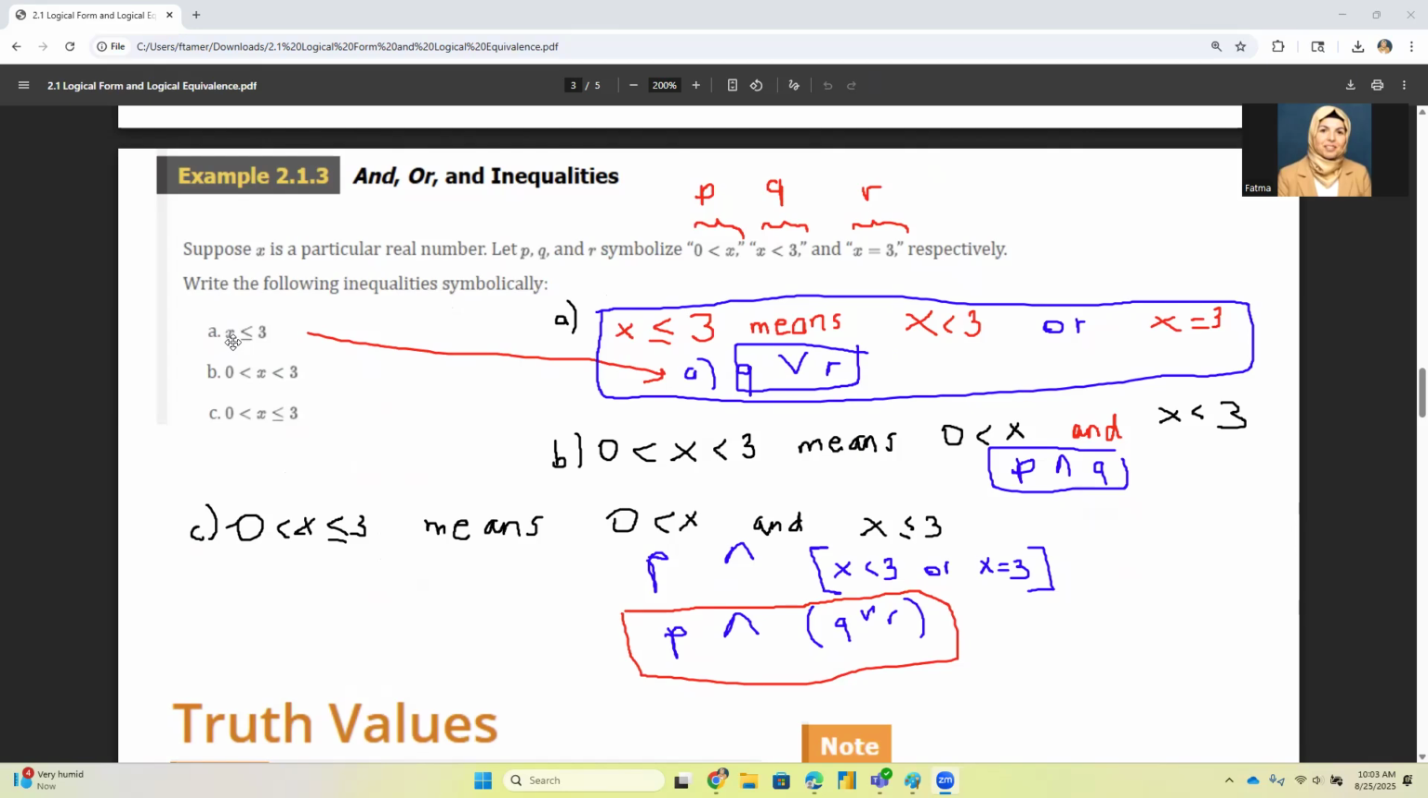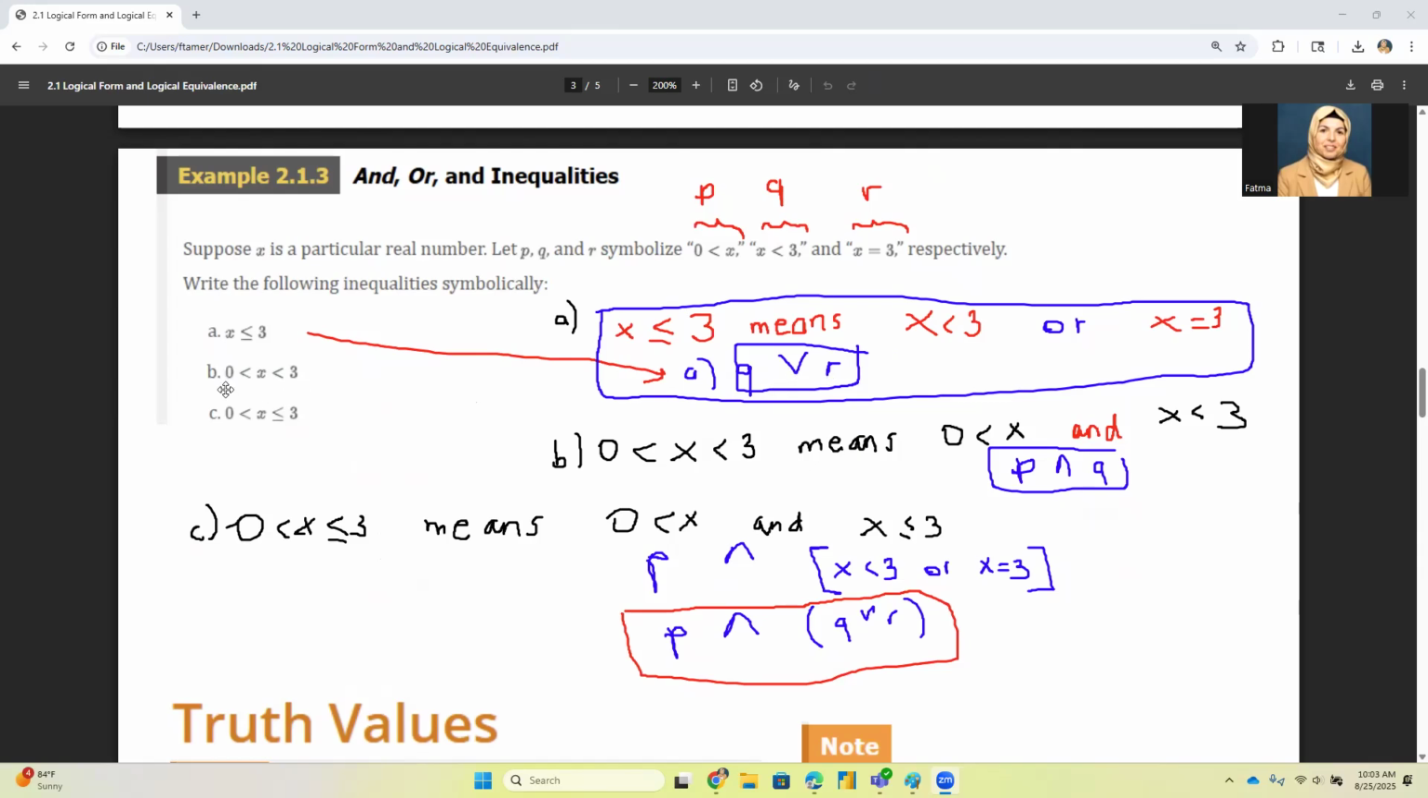We're going to write these three problems in logical form. So the first one is X is less than or equal to 3. So first we need to write this out. X is less than or equal to 3 means X is less than 3 or X is equal to 3. Then if you find the corresponding statements, X is less than 3 is Q, or is the symbol, and X equals 3 has been given to us as R. So the answer to part A is Q or R.